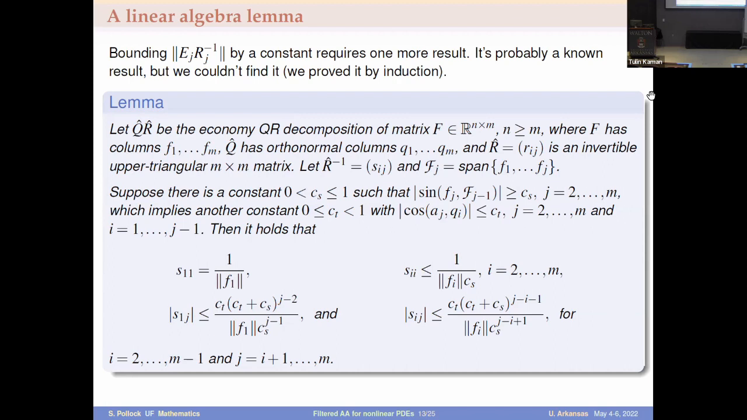All right, so we're writing the S_ij as the entries of R inverse here, which is the R of the QR decomposition of F. And essentially what we need is that the entries of these S's are bounded by the reciprocals of the norms of the columns of F, and some factors involving C_S, which is our lower bound on the direction sines between each column and the subspace spanned to its left. And then C_T is just the bound on the corresponding direction cosines. I'm not showing the proof here because it's actually not that interesting. It's just a simple induction argument.